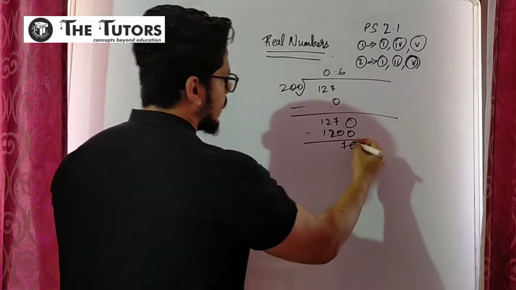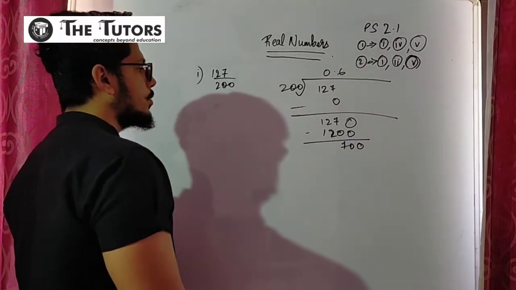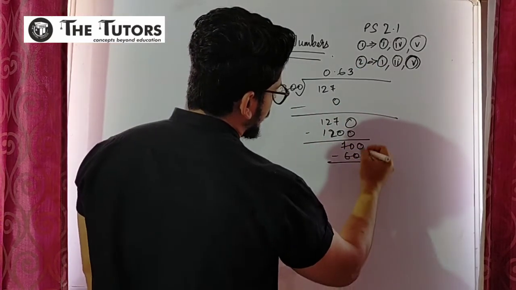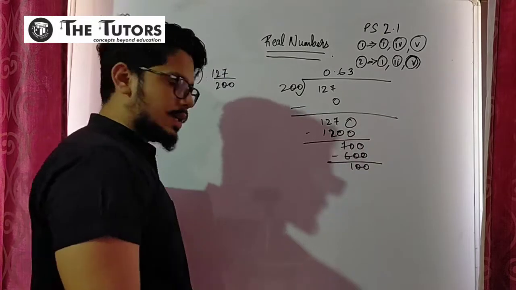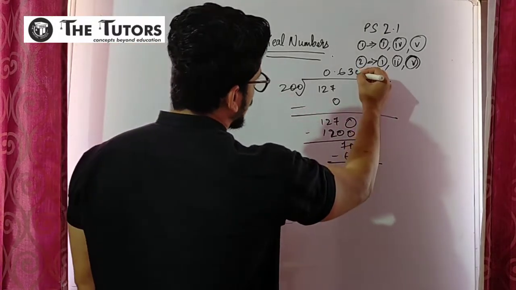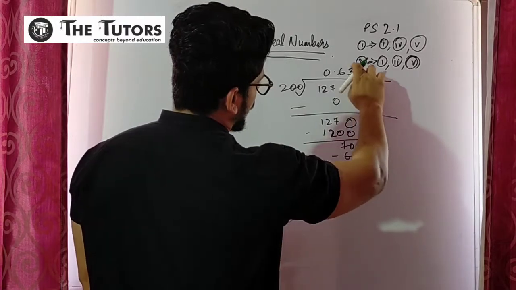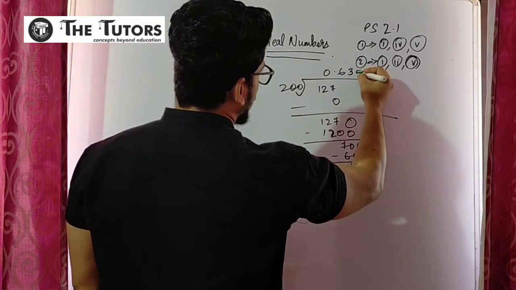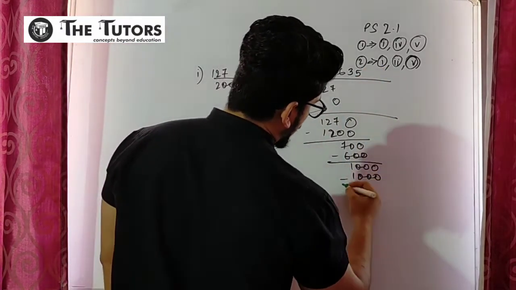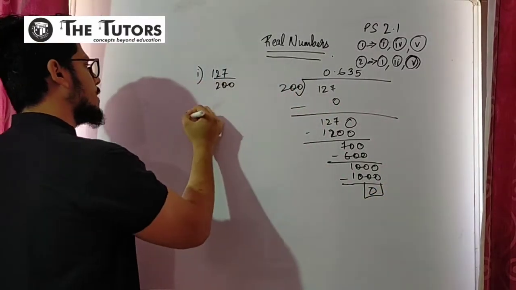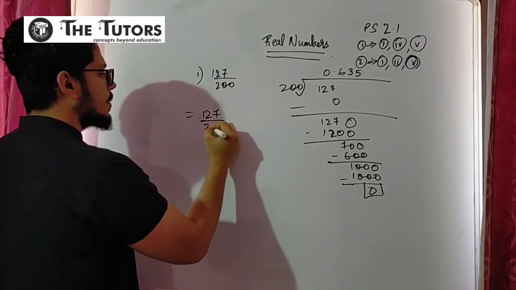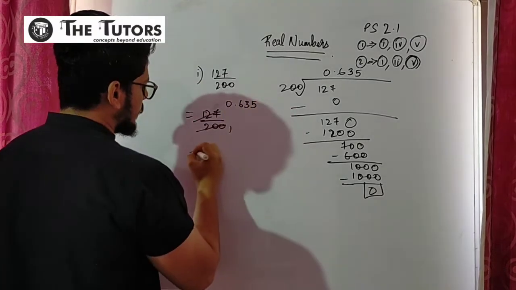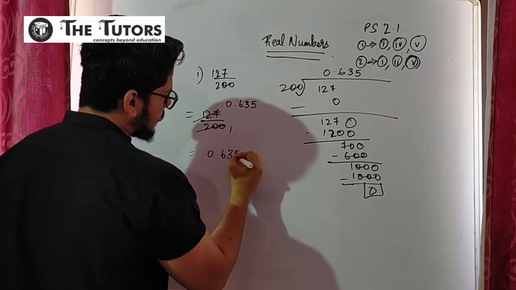You get the remainder 70. You again add a 0. Next, you have 200 threes are 600. You have 100. You again add 0. Then you have 200 fives are 1000. And there you have remainder 0, which implies 127 by 200 is 0.635, so the answer for this ratio is 0.635.